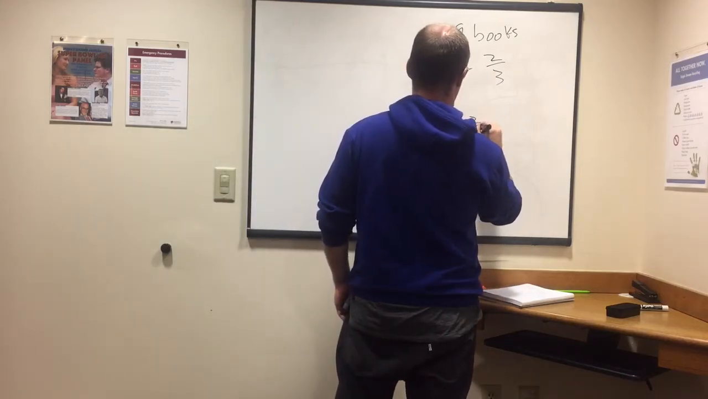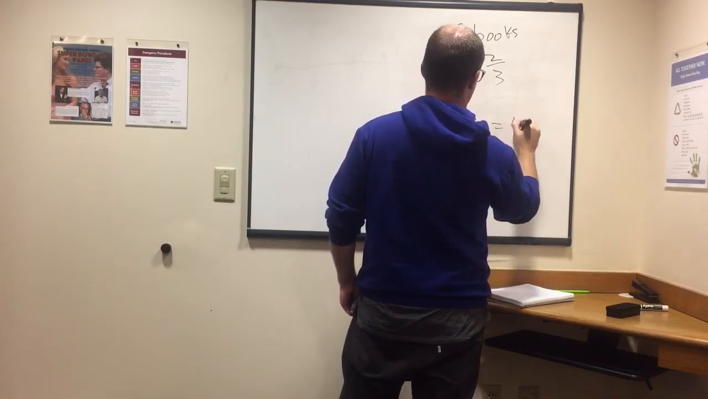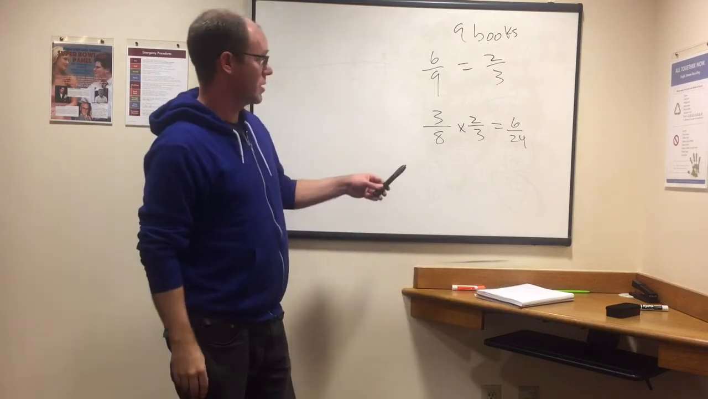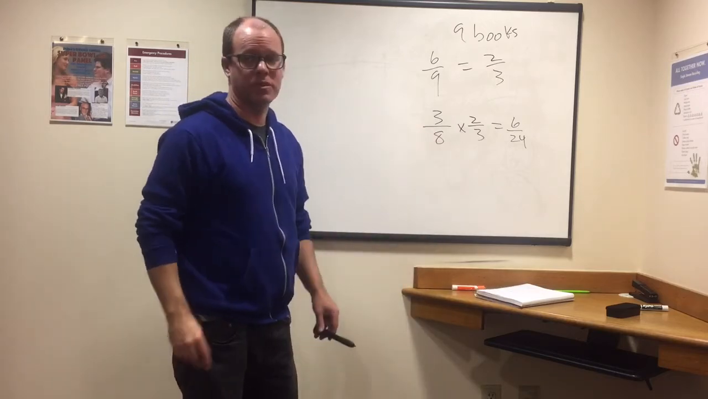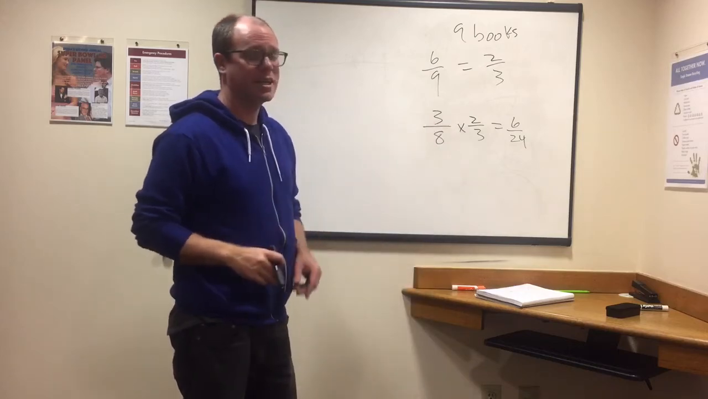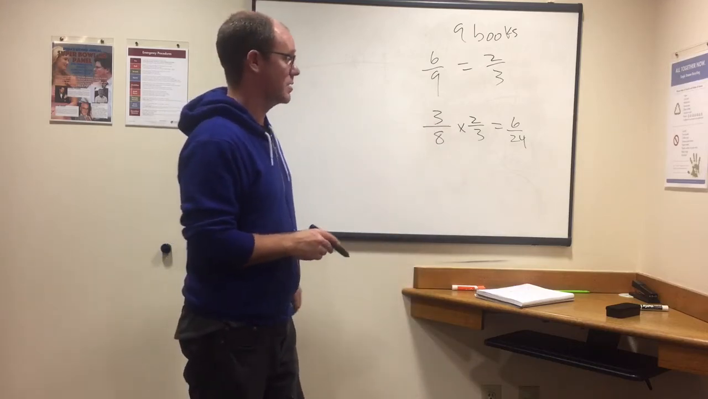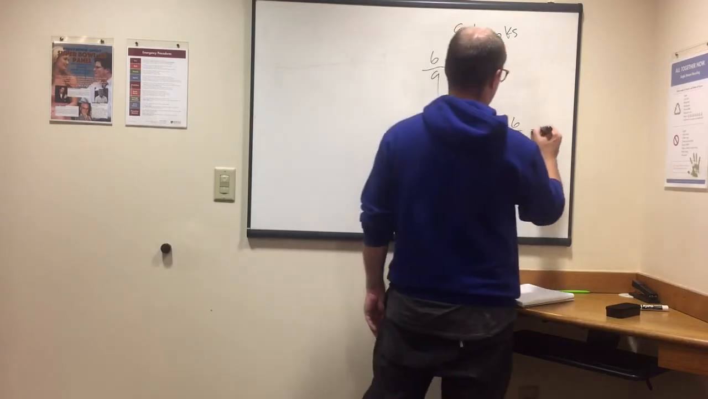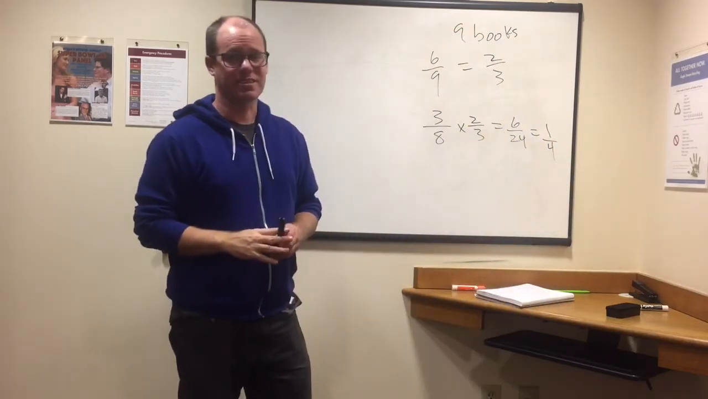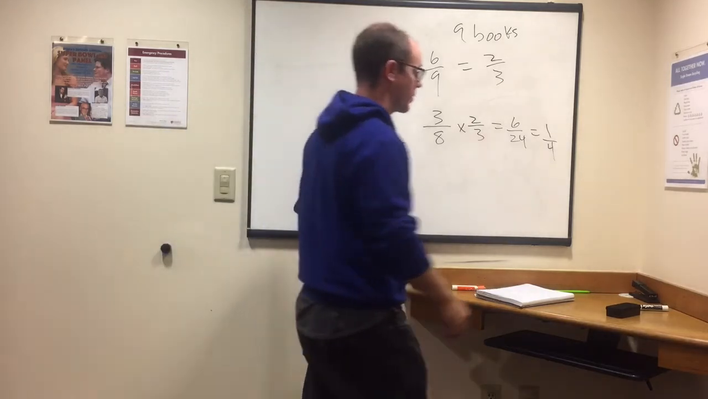Okay, 3 out of 8 times 2 out of 3 equals 6 out of 24, right? And we can reduce 6 out of 24 to 1/4 by dividing each side by 6. 6 divided by 6 is 1. 24 divided by 6 is 4. Okay, so that's 1/4.